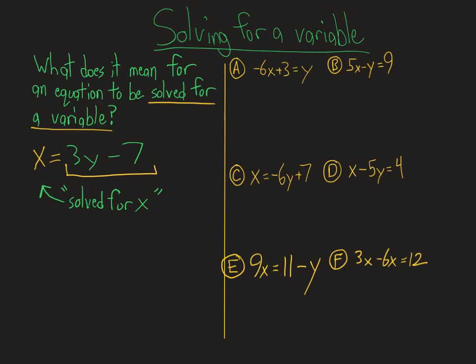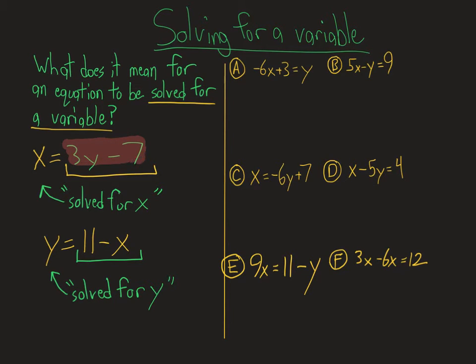If we have an equation written as something like this, it's the exact same idea, just with a different variable. We would say that this is an equation solved for y. Now, the reason why I would say that is because the y is by itself, and everything else is on the other side. So with that first equation, x is equal to the expression 3y minus 7. So whatever x equals, the 3y minus 7 also equals that same amount.